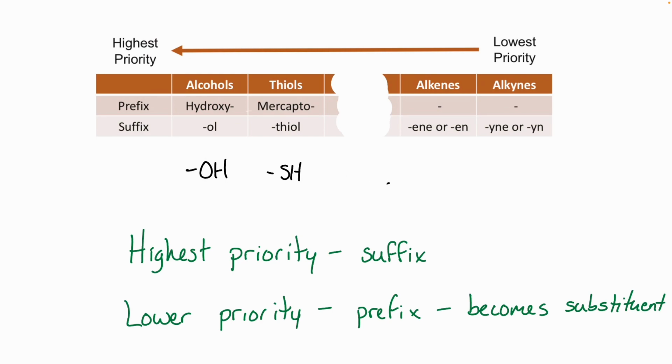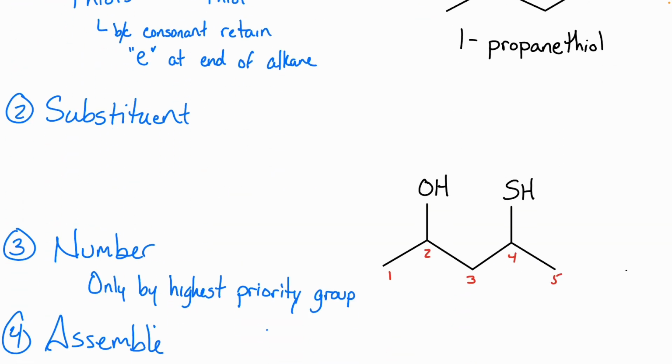But if we have a molecule that has both an alcohol group and a thiol group, we're going to refer to the position of the alcohol group using the suffix -ol, but the thiol group is no longer a thiol. It becomes a mercapto group. You refer to it by its prefix. It's now a substituent on that parent chain. Pretty soon we'll learn about groups that are more important than alcohols, and we'll start referring to alcohols by their suffix or by their prefix hydroxy. But for our substituents, the lower priority group becomes a substituent.